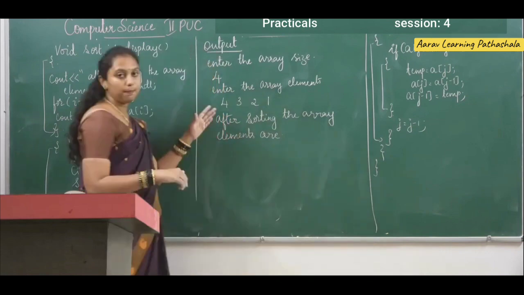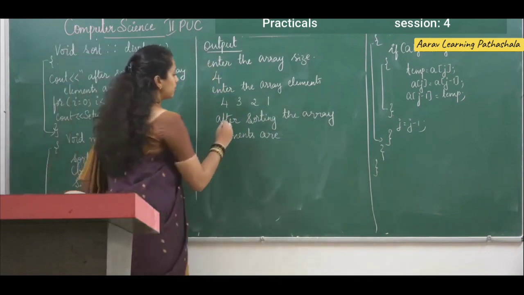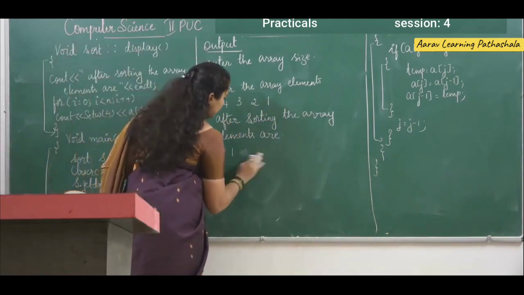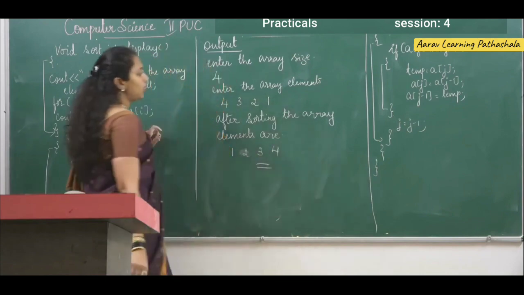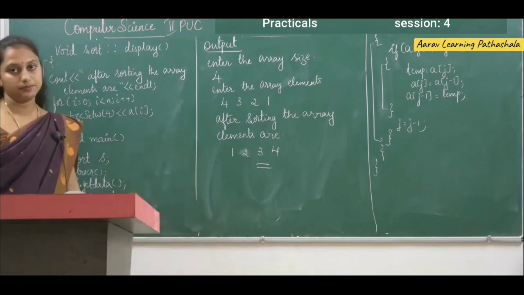So after performing comparison, what is the output? The output is 1, 2, 3, 4. So this is the output for insertion sort.